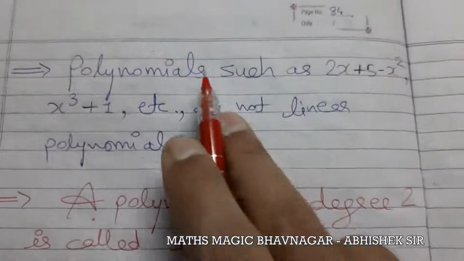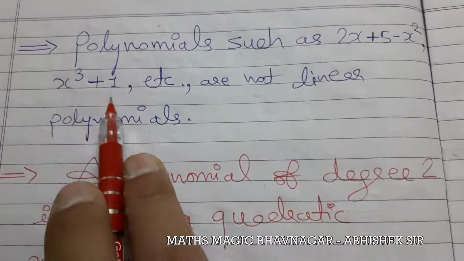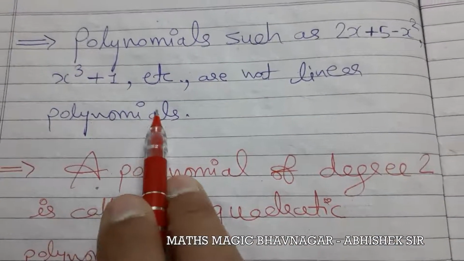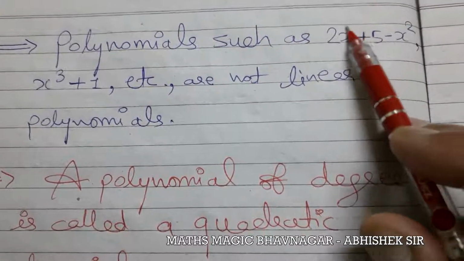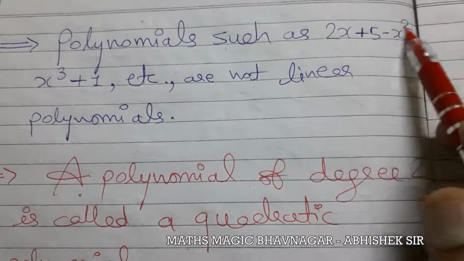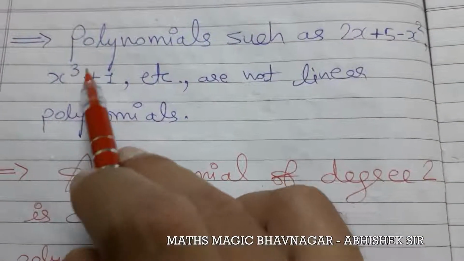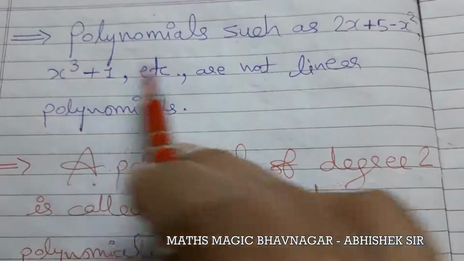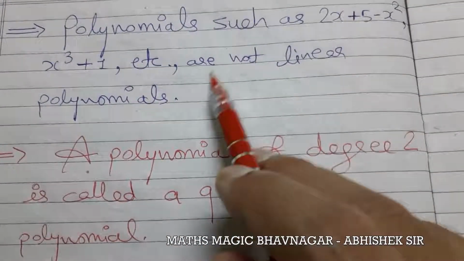Then we are going to discuss that polynomials such as 2x plus 5 minus x square, x cube plus 1, etc. are not linear polynomials. Here variables with no exponent are present, and variables with 2 as exponents are also present. Variables with 3 as exponent are also present. So these are not linear polynomials. So what kind of polynomials are they?